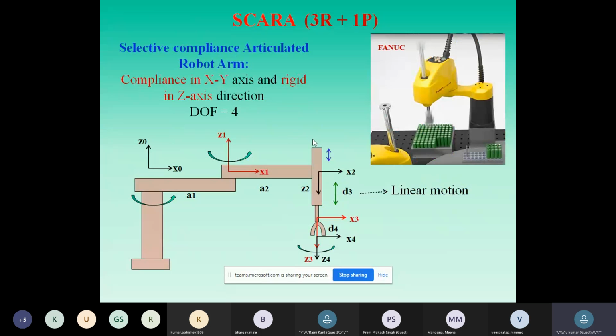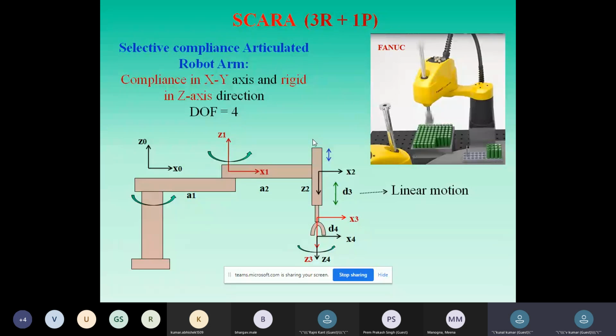This is a SCARA manipulator. Do you know the SCARA manipulator? Anyone? Hello? No, sir. Yes, sir. No SCARA manipulator?